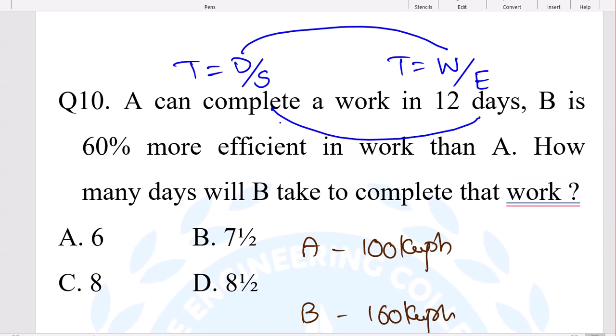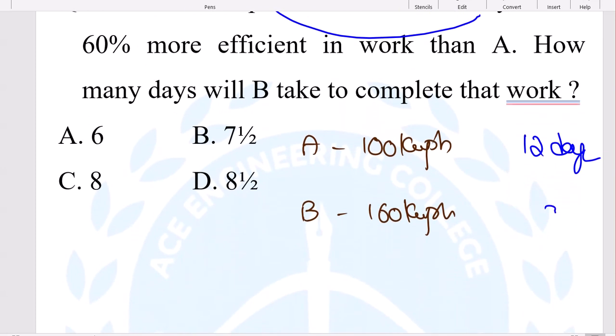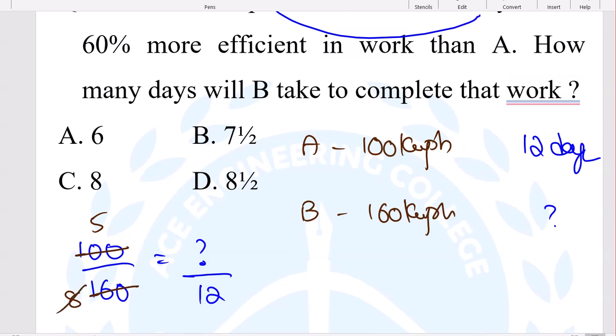With 100 kilometers per hour speed, you are reaching the destination in 12 days. Then with 160 kilometers per hour speed, what is the time required? It's inversely proportional. So 100 divided by 160 can be written as 12 by question mark, or question mark by 12. Inverse relation. We should do inverse. So if you do the calculations, 25 times 20, 8 times 4, 2 times 4, 3 times 15 divided by 2, which is 7.5.